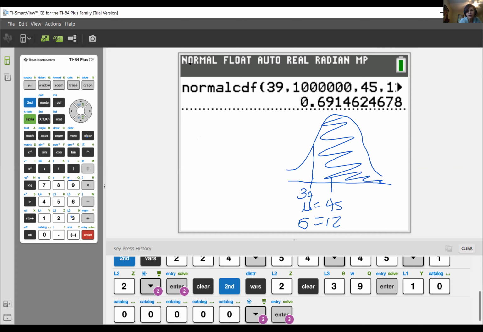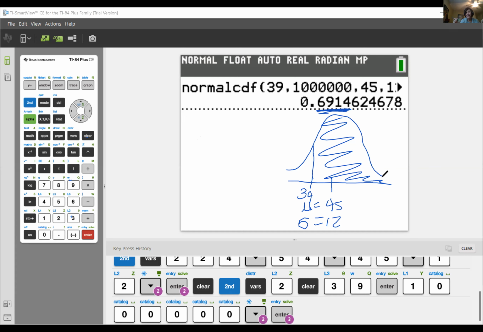0.6915. Are we all in agreement on that? Because that 6 is going to cause the 4 to round up. Here's the cool thing about the calculator. I can tell it, this is my lower end at 39, and I want to go up to the right tail, and it will give me the area that I need.